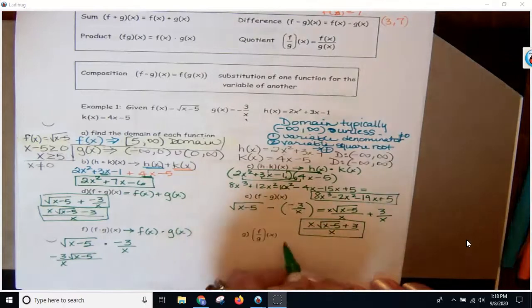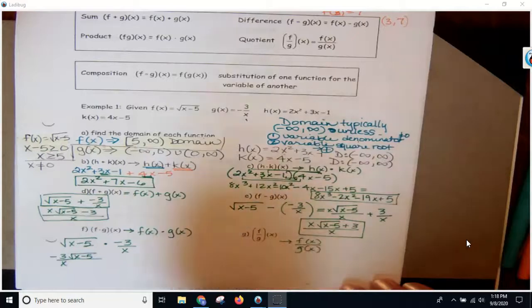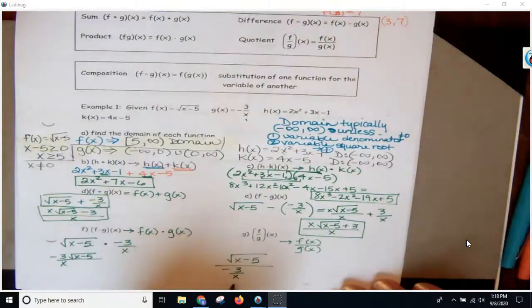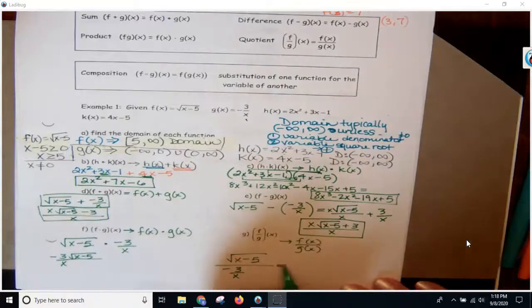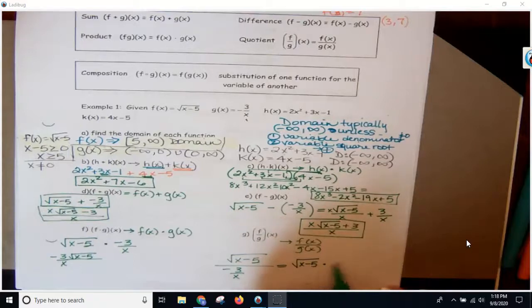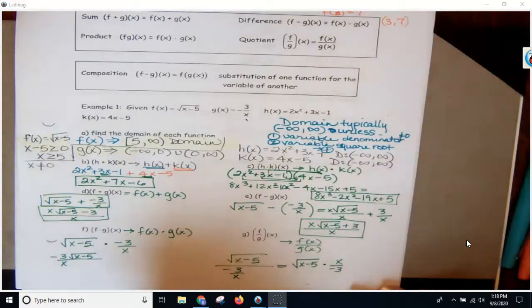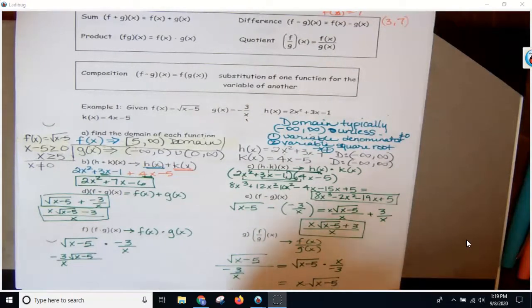And then this last one is just going to be f of x divided by g of x. So we take the square root of x minus 5 divided by negative 3 over x. Now here, I need to, that is the same thing as, sorry about that, people, times x over negative 3. So then that is going to equal x minus 5 over 3, and that would be negative.